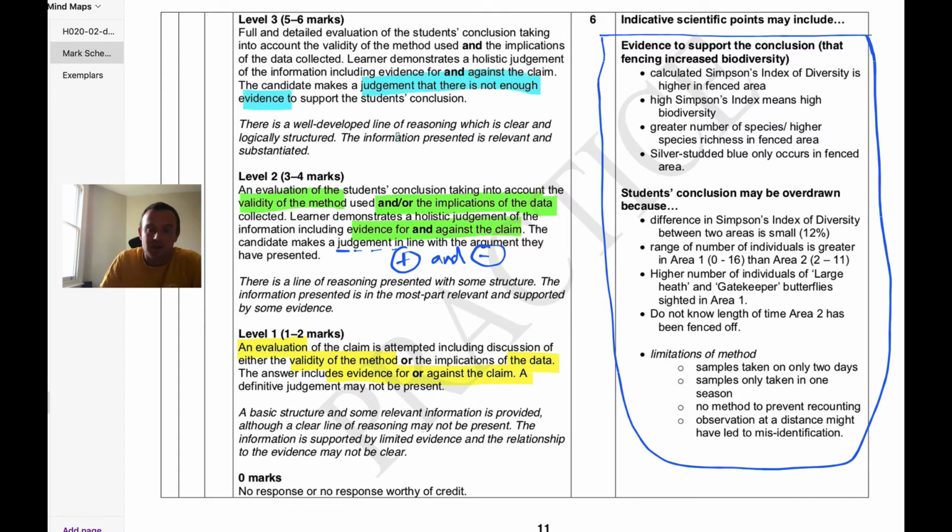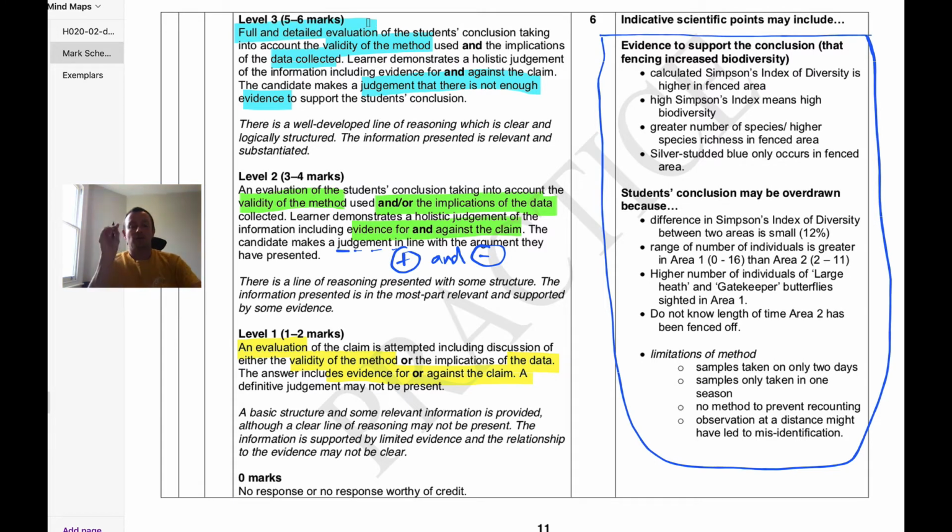There isn't enough evidence. So you have to make that judgment, and you have to talk about loads of things to get to that point. You have to talk about the method, you have to talk about the data, and you basically make a holistic judgment. And you've got to use lots of detail, full and detailed evaluation.